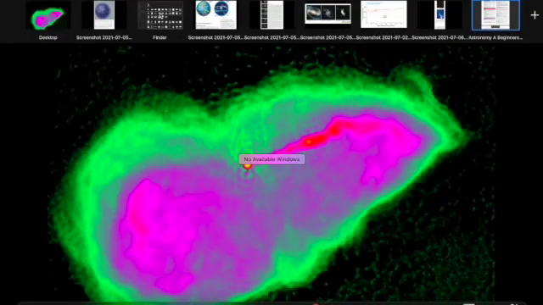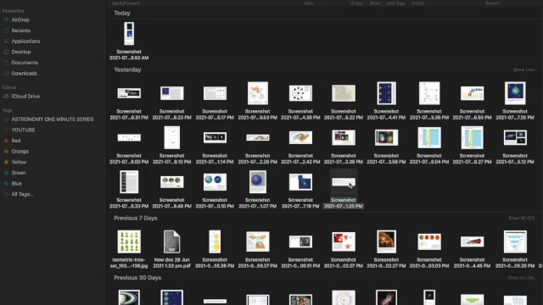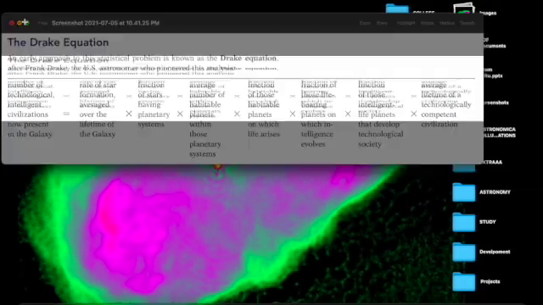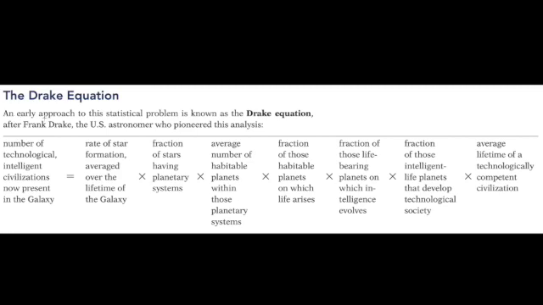Okay, let me just take you to the formulation also. So here you go with the Drake equation. This is the great Drake equation. An early approach to this statistical problem is known as the Drake equation, where the problem is to find the existence of other living creatures in the universe. It is named after Frank Drake, the US astronomer who pioneered this analysis. Okay, so we are going to discuss this: the number of technologically intelligent civilizations now present in the galaxy.